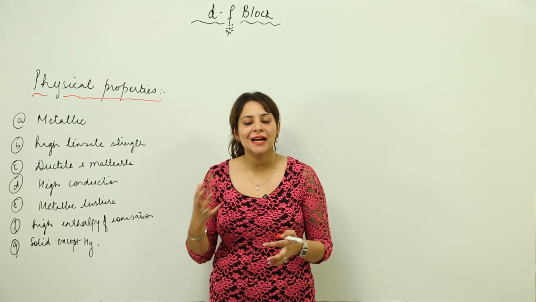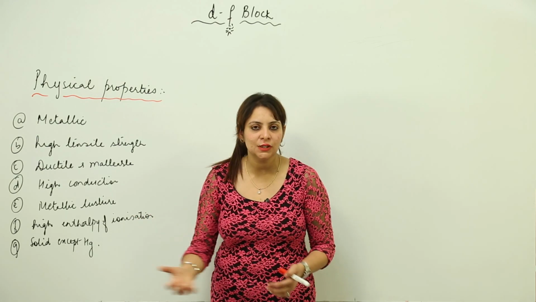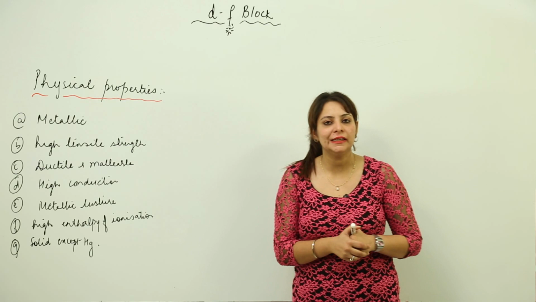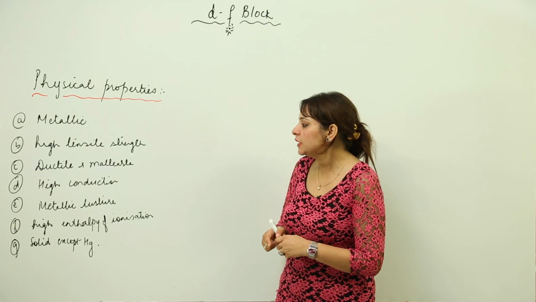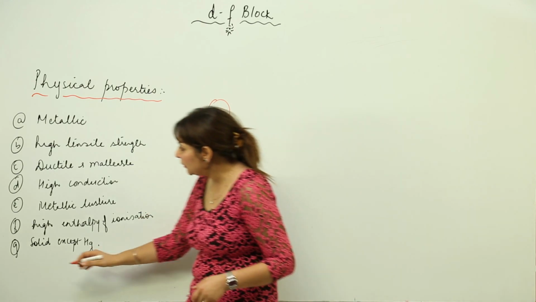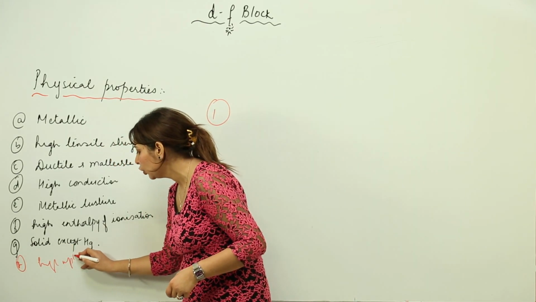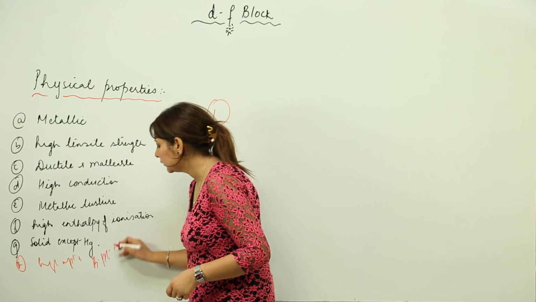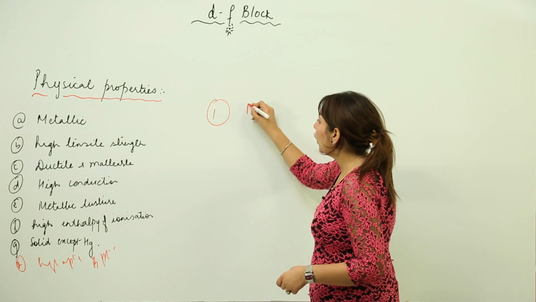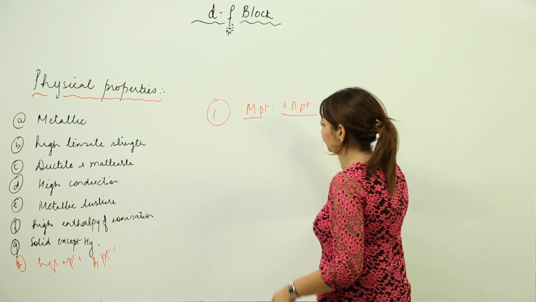So we are going to start with these properties, and many more properties we will take into consideration when we study the detailed d block. The first property we are taking into consideration, as I told you, that I just missed, is that they have high melting and boiling points. Now, what is the reason that they have high melting and boiling points?